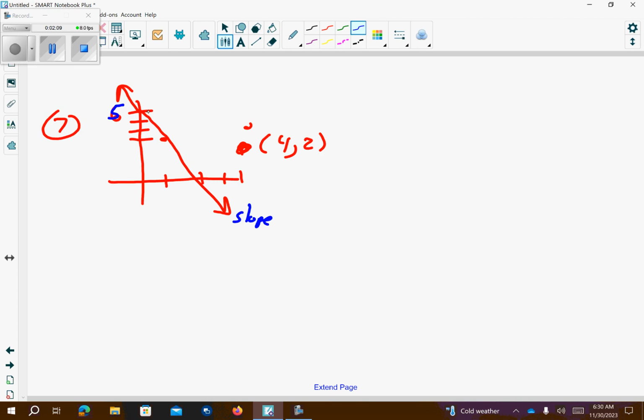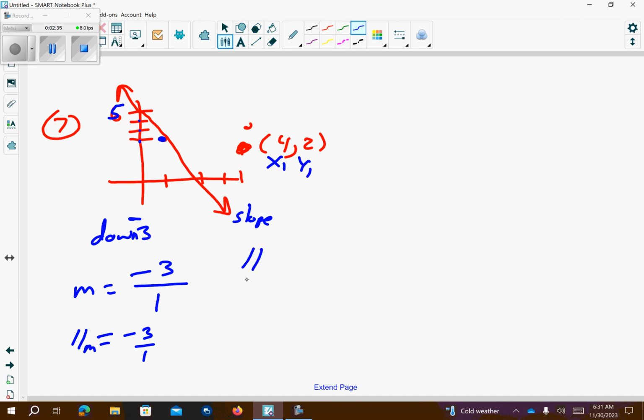And we went down 1, 2, 3. So if I go down 3, 1, 2, 3, and right 1, so down 3, so that'll be a -3, and right 1, this is my slope. So my parallel slope is going to be -3/1. I'm going to use this point. This is x1, y1. So to find the line that is parallel to this given one, and it goes through that point, will be y minus y1 equals m times x minus x1.